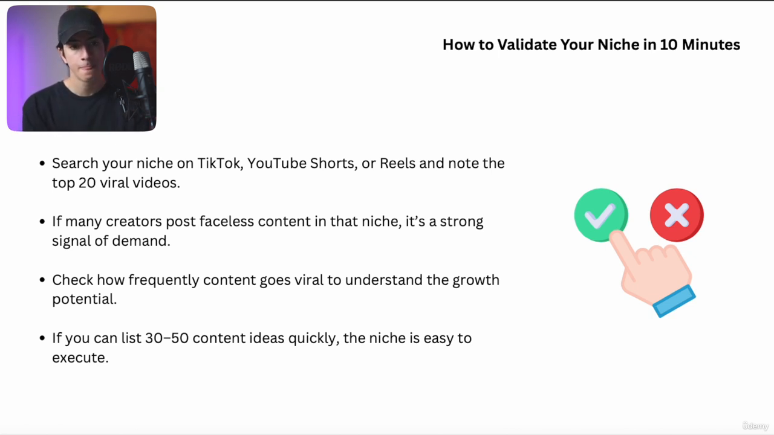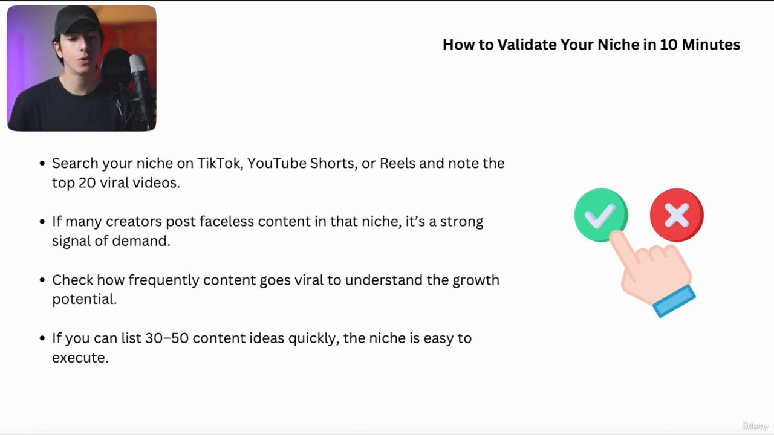I want you to choose and actually search for the top 20 viral videos of any niche. This could be faceless or with a normal creator. If many creators post faceless content in that niche, it is a strong signal of demand. I don't want you to get discouraged when you see other people posting faceless content in your niche, because competition isn't a metric of saturation. And is it a bad thing? This means that there is demand there, right? And people are consuming this content. So you might be able to squeeze into this market and actually make a difference, especially if you keep sub niching.